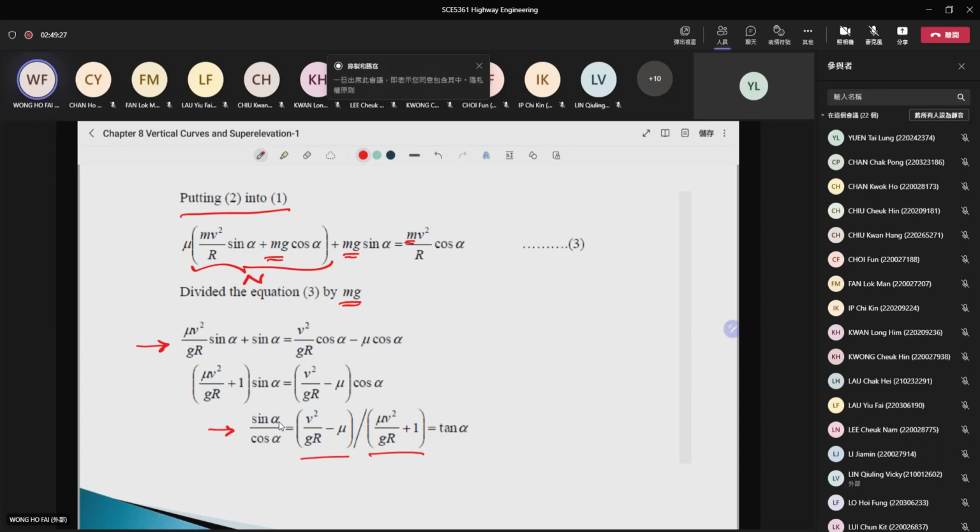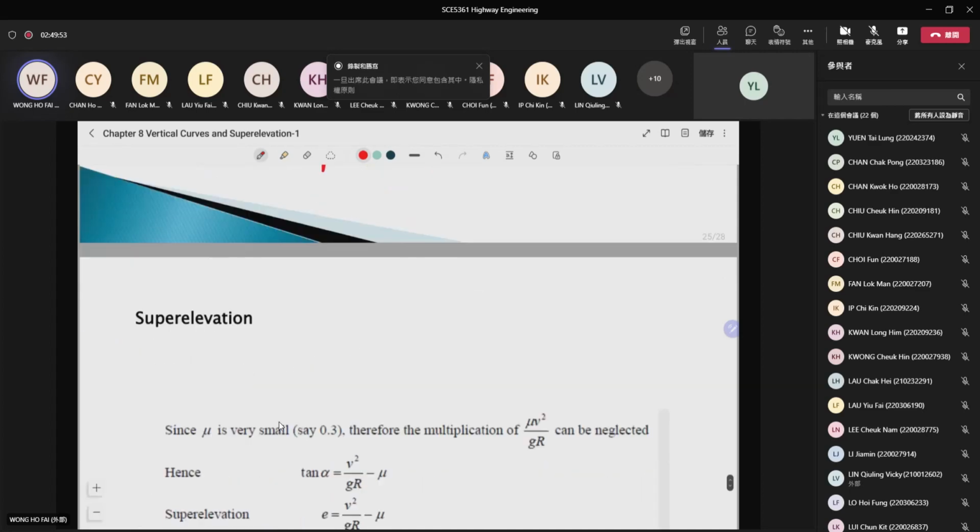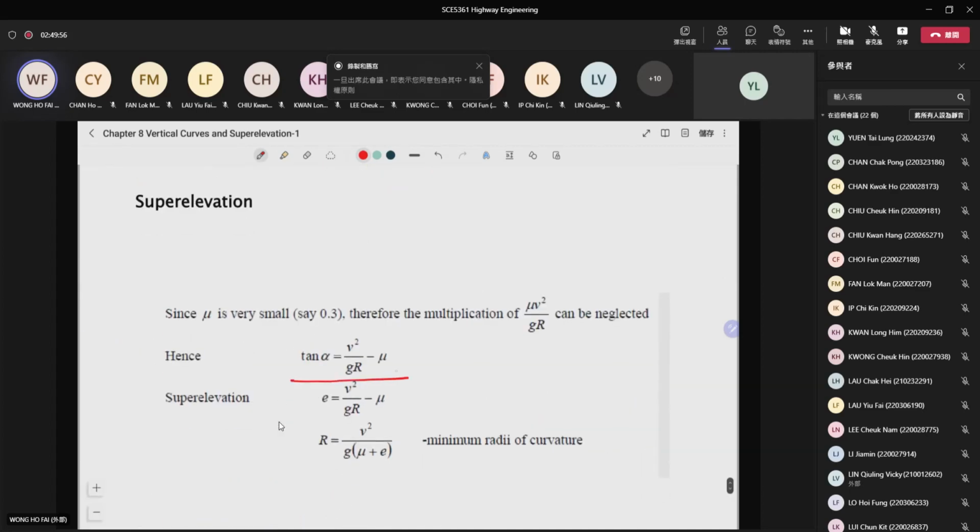And then because actually the friction, the mu, is relatively small, when 1 plus something small, because you have something small and then you divide it by something quite large, this can be equal to 1. So tangent alpha actually equals v squared over gr minus mu. So that's why you have this one, because mu is a little bit small. While tangent alpha is the super elevation, so E is equal to v squared over gr minus mu.